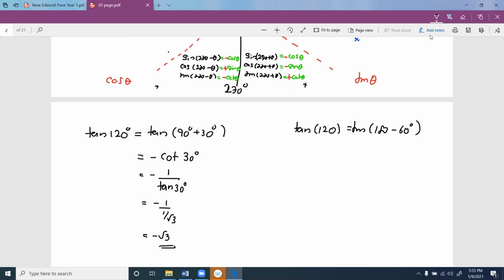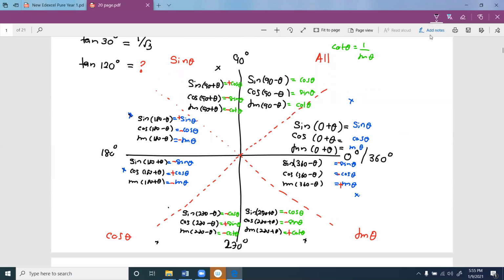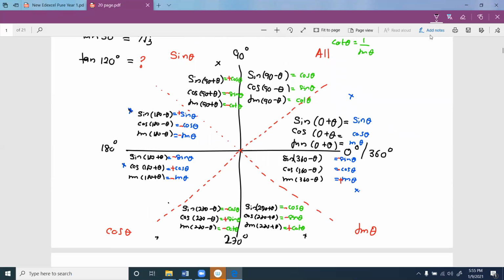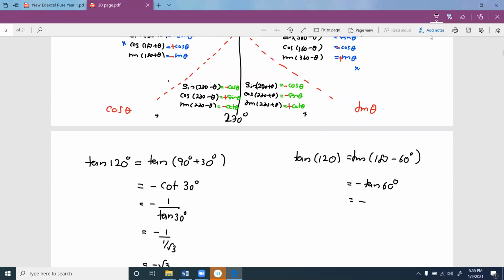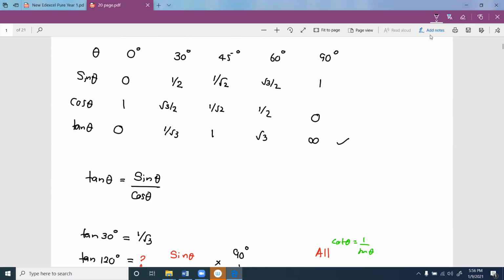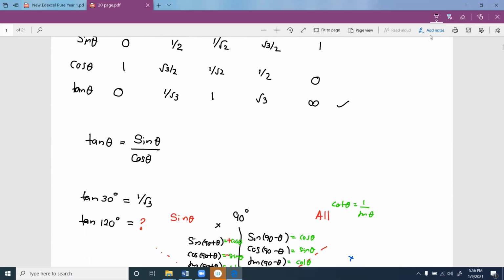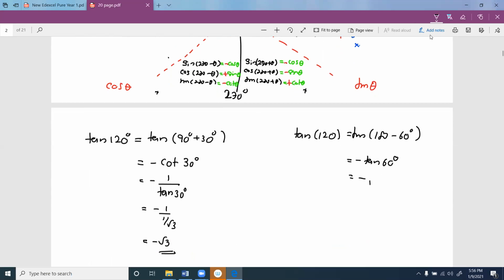Let's see whether this one also gives you the same answer. Tan 180 minus 60. 180 minus theta is minus tan theta. So it turns into minus tan 60. What is the tan 60 value? Tan 60 is root 3. So you get the same answer. So whatever the approach, it doesn't make a difference. You get the same answer back.